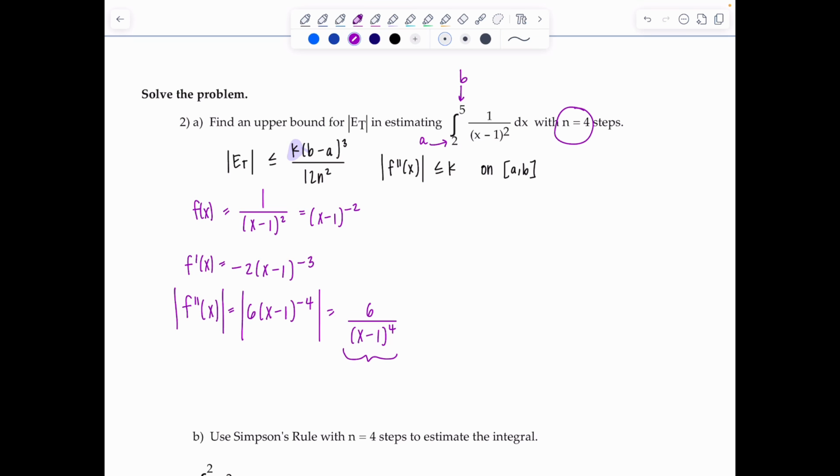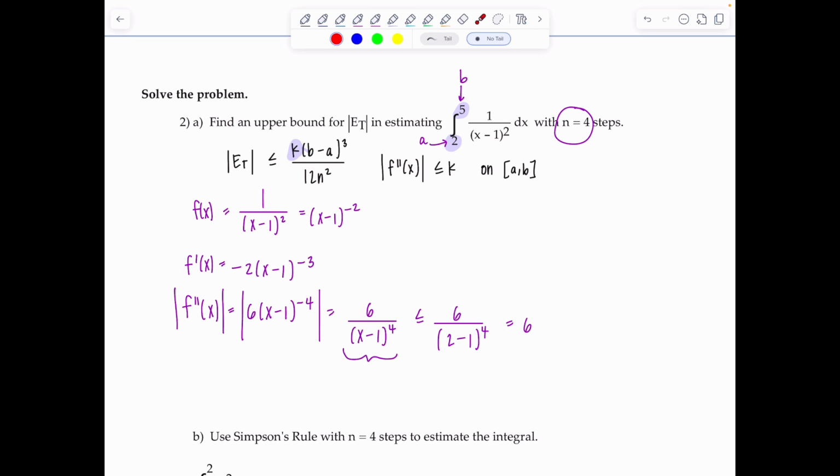I want to know what's an upper bound for 6 over (x minus 1) to the fourth on the interval from 2 to 5. And there's two ways you could do it. One is just by reasoning. I have a constant in the numerator and a variable expression in the denominator. This is going to be the biggest it ever is when the denominator is the smallest that it could possibly be on the interval. So I know for sure this is always less than or equal to 6 over, what's the smallest x can be? 2, minus 1 to the fourth, which is just 6.